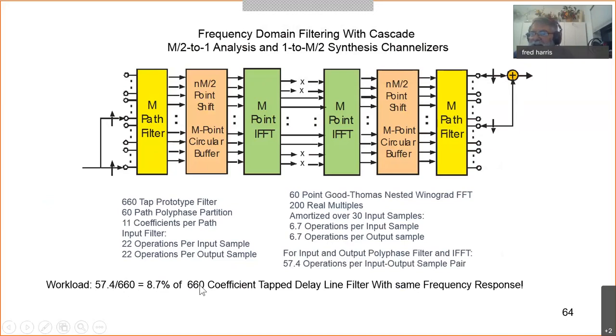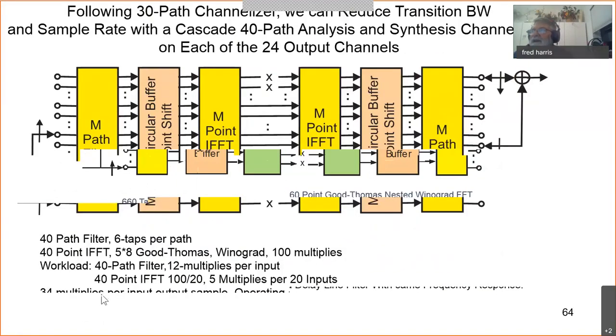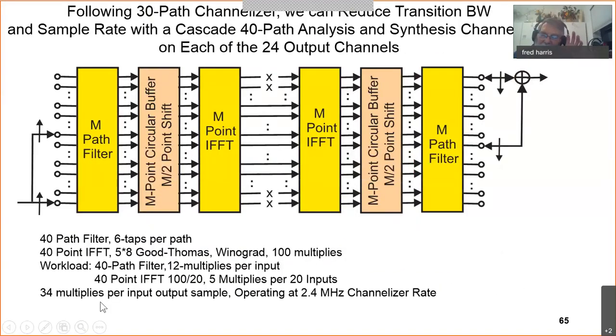So my 660 operations are now being done with 70 operations. And we can do that because we have the ability to take a broadband signal, break it into a bunch of narrowband signals, do the narrowband signals, and generate the narrowband system at the low data rate. It's the low data rate that saves you.